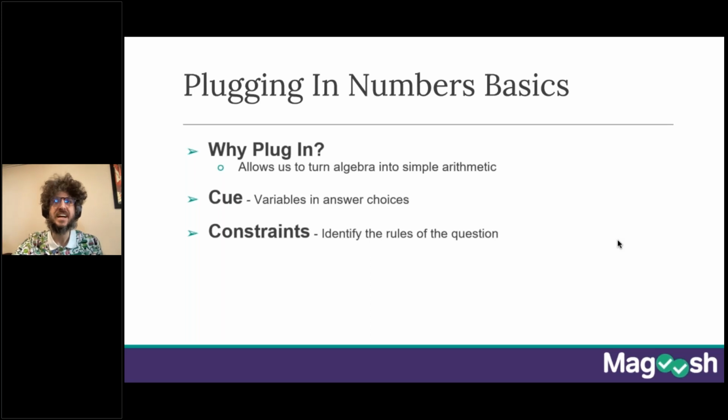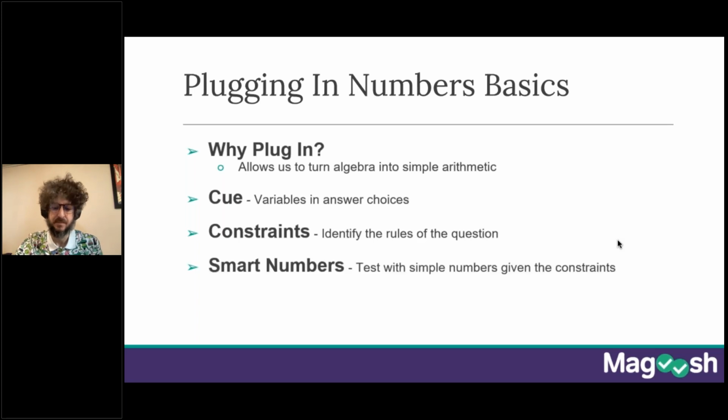Constraints. So this is the next thing we need to consider. Once we recognize that we can plug in on a question, we need to figure out what types of numbers we are allowed to plug in. So if it tells us positive integers, we should know not to plug in something like a negative fraction or 0. So we always want to pay attention to what the constraints of the question are. What types of numbers or values am I allowed to plug in for my variable or variables here?